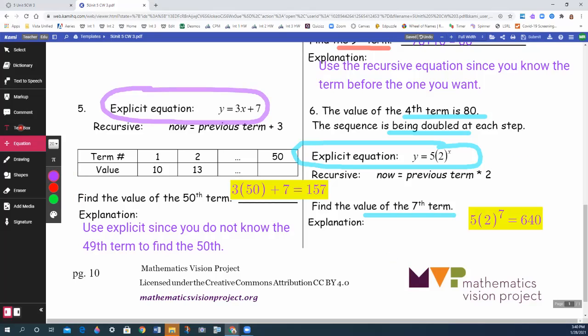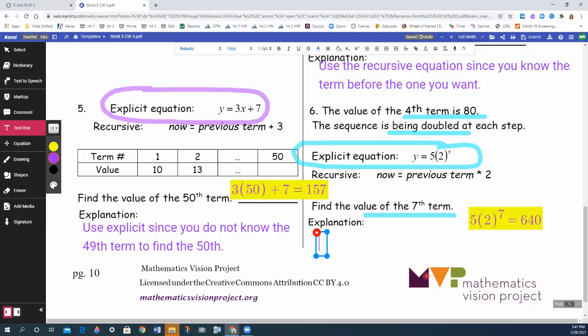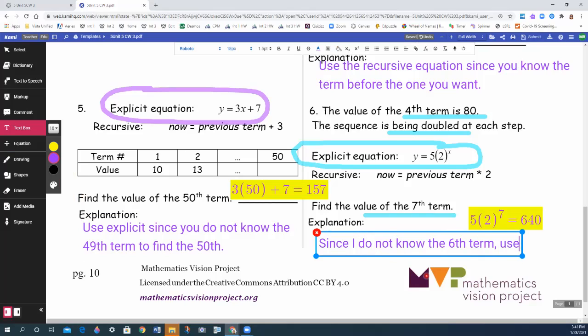So then they say, okay, why are you doing that? Since I do not know the 6th term, use explicit equation to find the 7th term. Okay, I knew the 4th, but that's a lot of work.